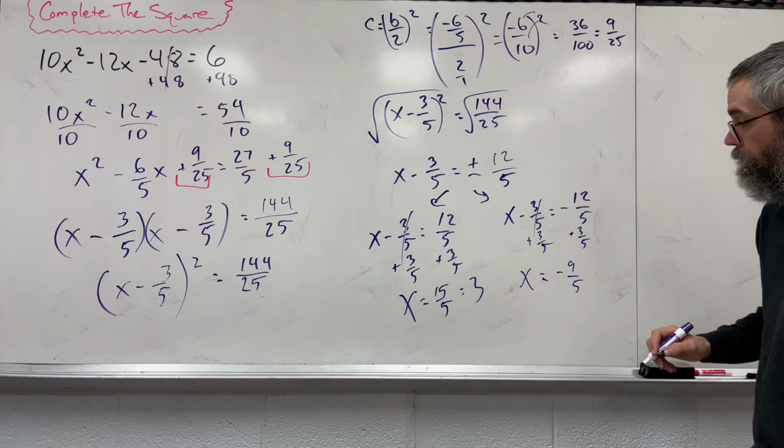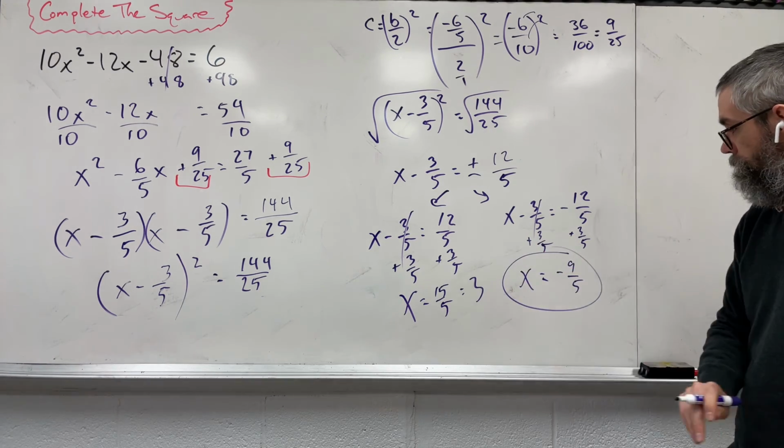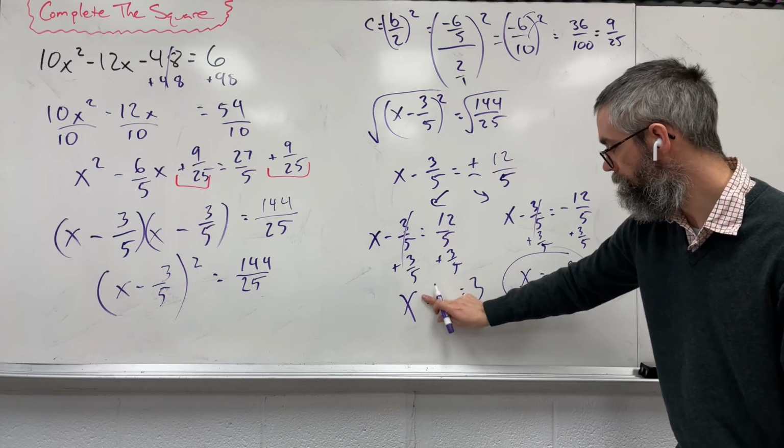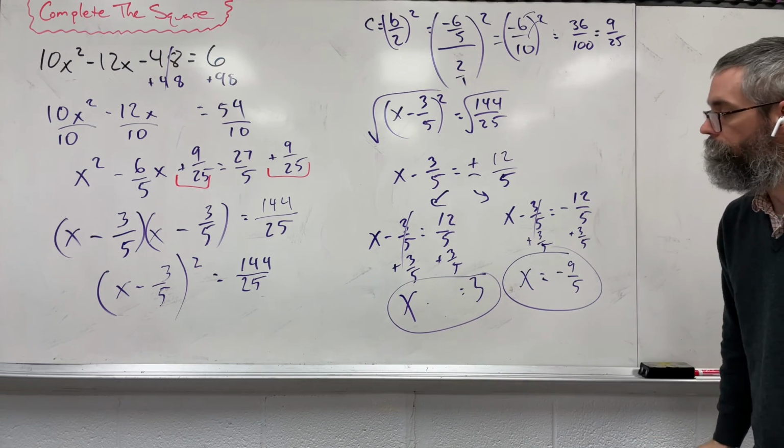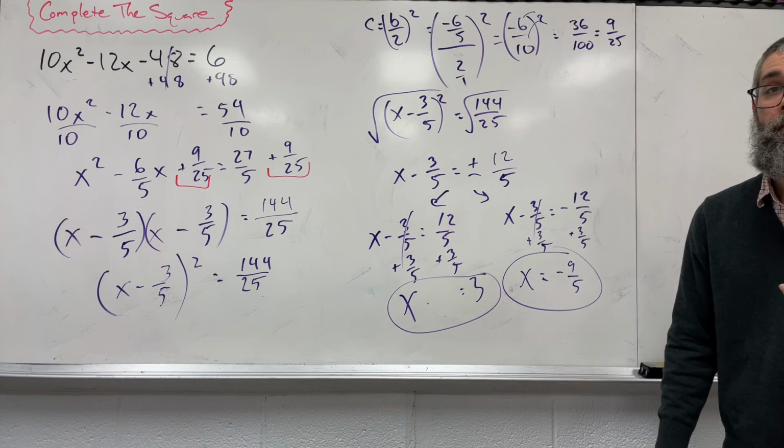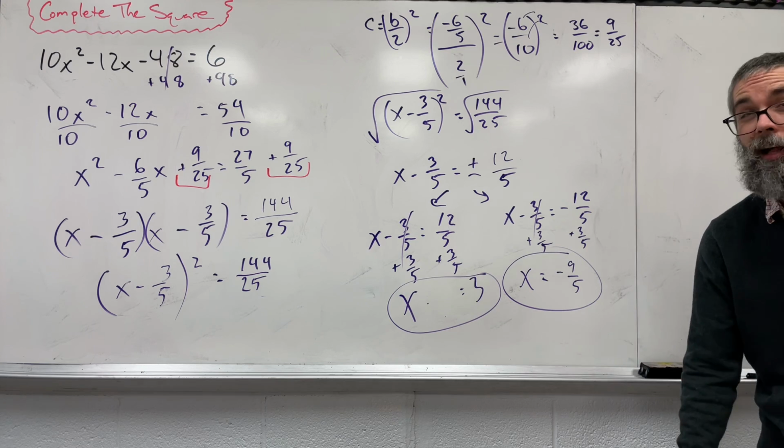Can't do anything with that. So what are our two answers? X equals negative 9 over 5, and x equals 3. And that is solving by completing the square using a lot of fractions.